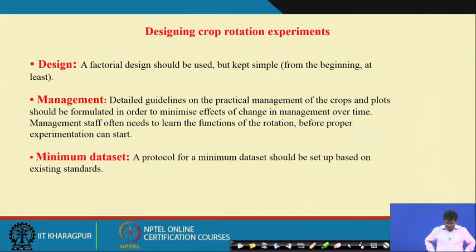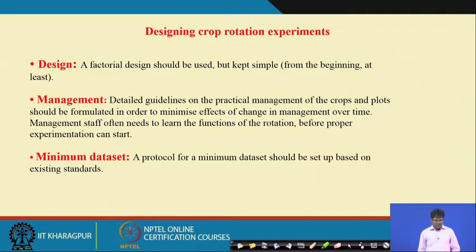And the detailed management guidelines on the practical management of the crops and the plots should be formulated in order to minimize the effects of change in management over time. That means this planning should be made much before the implementation, and the management staff often needs to learn the functions of rotations before the proper experiment can start.